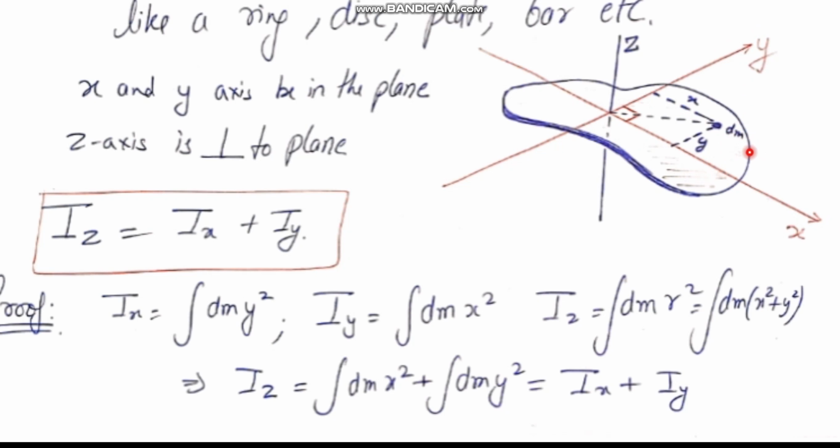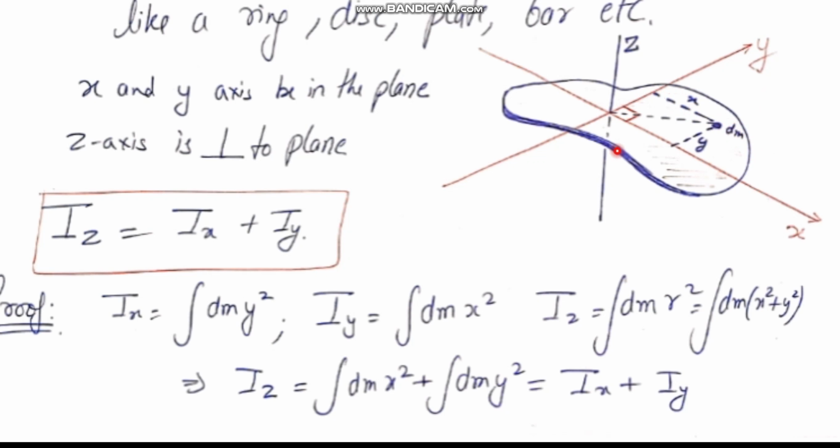Then if I calculate the moment of inertia of this object about the x axis, it will be dm into the square of the perpendicular distance from the x axis, which is y. So it is the summation of dm y square. Similarly, the moment of inertia about the y axis will be dm into the square of the perpendicular distance, that is x. So it will be the summation of dm x square.